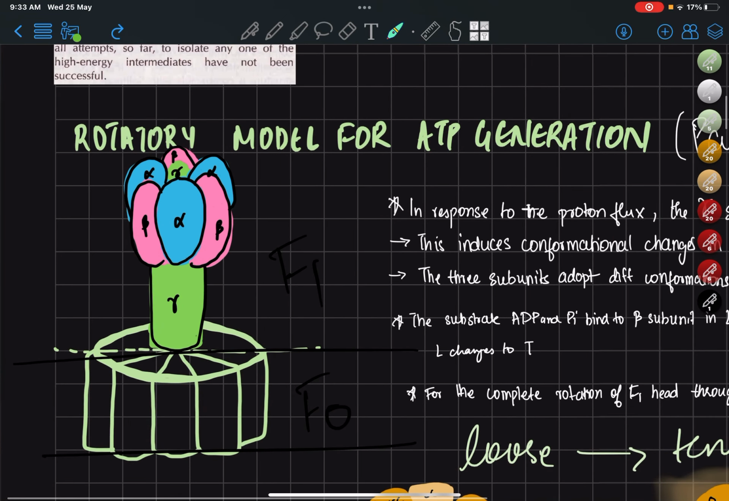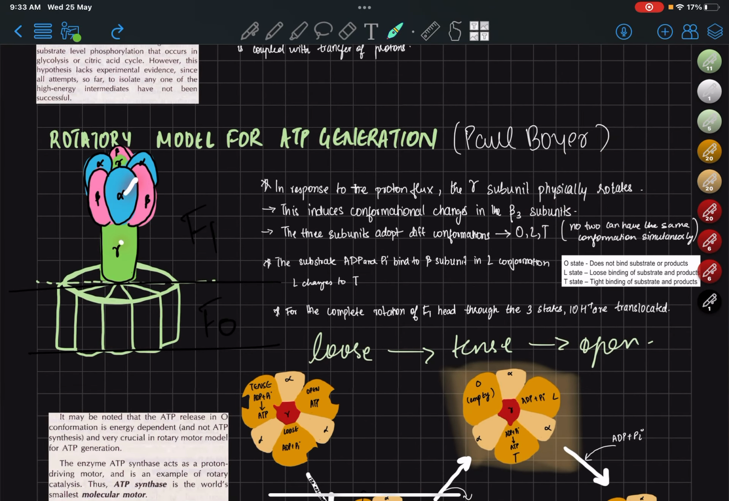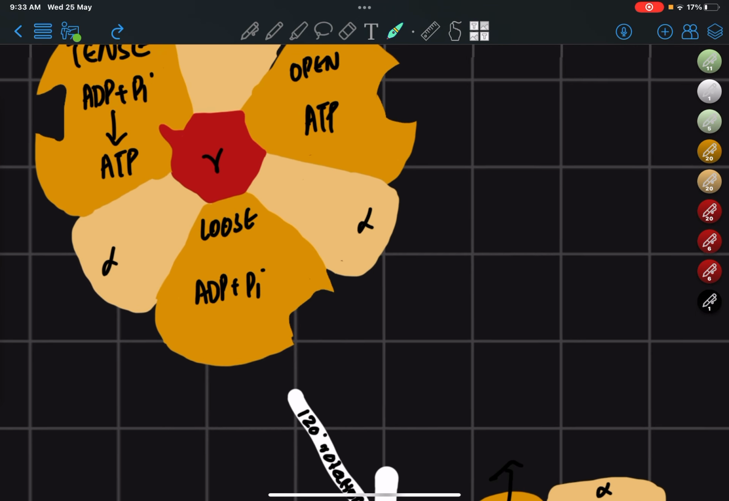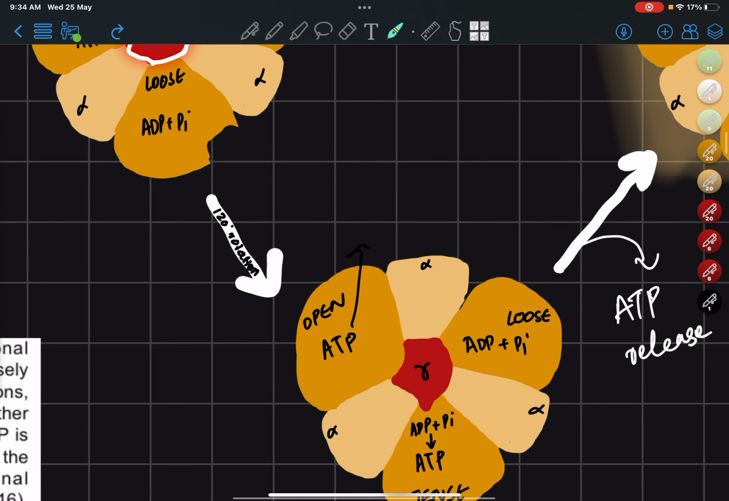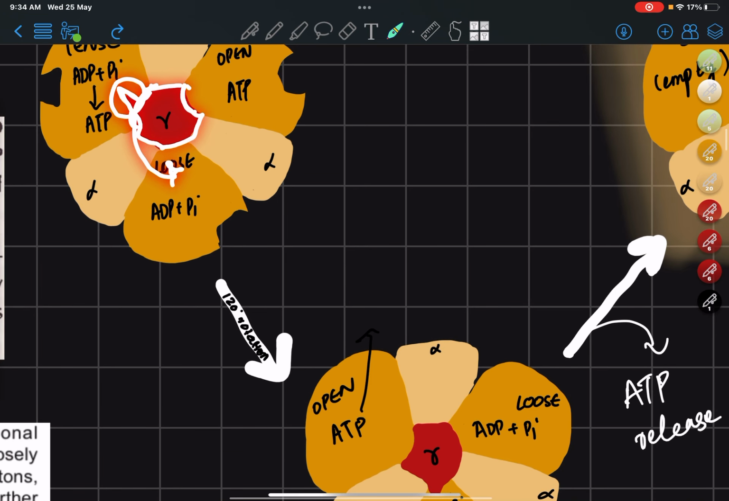Whenever there is proton flux, when protons pass, that makes the gamma unit physically rotate. It actually physically rotates, and this induces conformational changes in the beta 3 units. Now how is that? Just for explanatory purposes, so that you understand, I'm giving this, but I don't back this as the actual thing that happens. Gamma could be something like this, with a protrusion and some really specific shapes. When it rotates, for example anti-clockwise, the protrusion from here comes here.